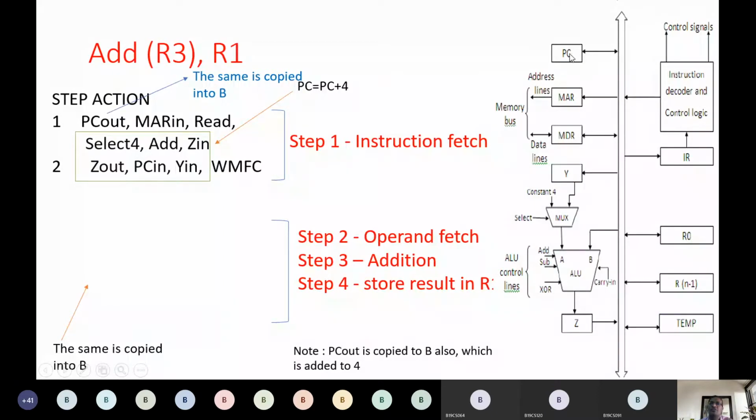So the next instruction address is now in PC. When we say Y in, the same address flows to Y also, because the in signal of Y is also set to 1. You remember the output of Z out. You can see Z out flows to PC because it is PC in, and it also flows to Y because it's Y in. Z out, PC in, and Y in. Okay, right. So when WMFC says the read signal is completed, the data is read.